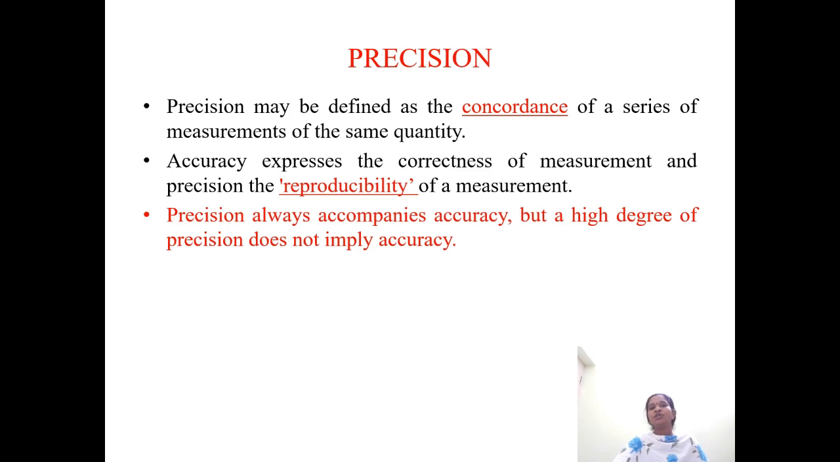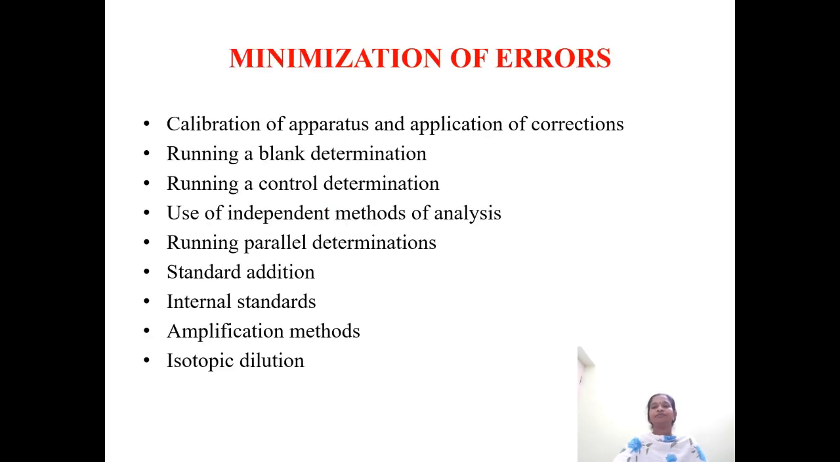Precision. Precision may be defined as the concordance of a series of measurements of the same quantity. Accuracy expresses the correctness of measurement, whereas precision gives the reproducibility of a measurement. Precision always accompanies accuracy, but a high degree of precision does not imply accuracy.